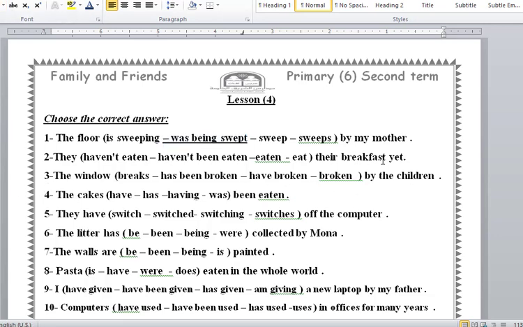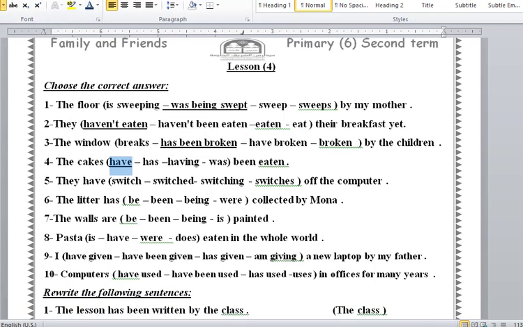They haven't eaten their breakfast yet, in the present perfect. Yes, this is present perfect, so they haven't eaten. This is active voice. I can say they haven't been eaten. Okay, number 3, the window was broken by the children. The window, yeah, sure, the window has been broken. This is passive. The cake has been eaten. The cake's singular, so it will take has been eaten.